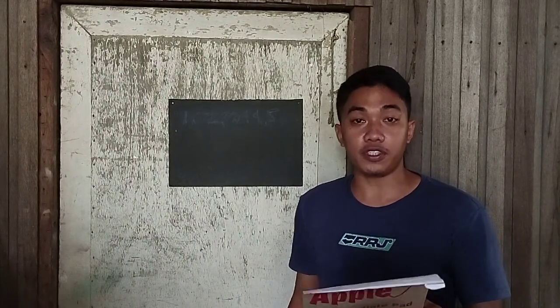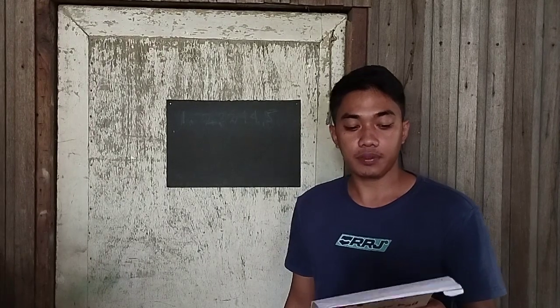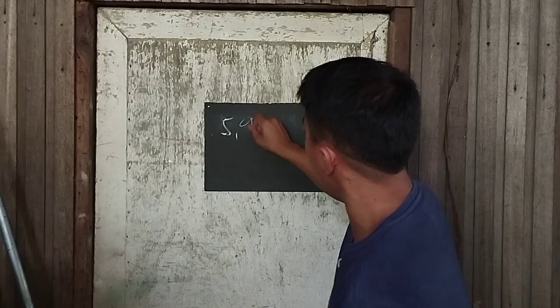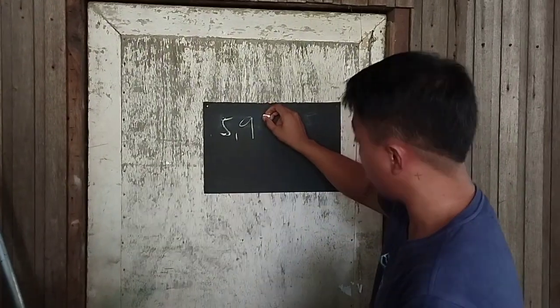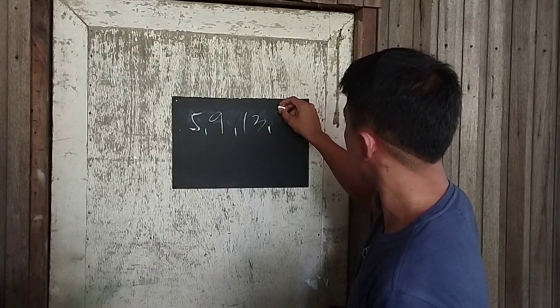We have two common types of infinite sequence: the arithmetic sequence and the geometric sequence. Arithmetic sequence pertains to a sequence which has a common difference added to the previous term. For example, 5, 9, 13, and then 17.